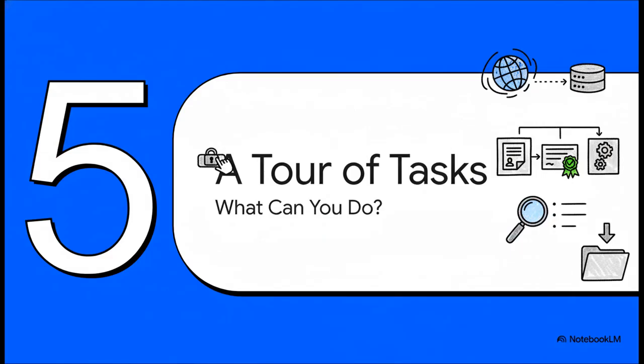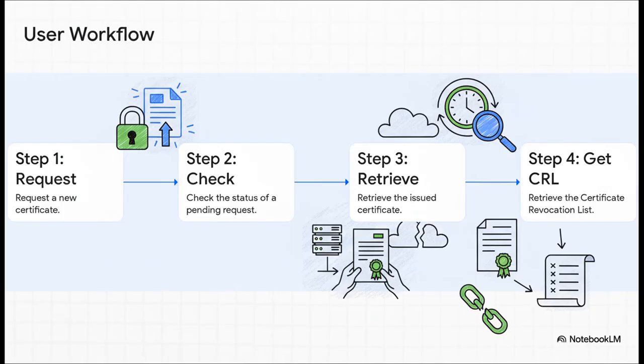All right, so now that we've got a handle on what it is, and maybe more importantly what it isn't, let's take a quick tour of what a user can actually do with this simple web interface. The whole flow is super straightforward. First, you put in your request for a new cert. Now, if your CA is set up to require manual approval, you can just pop back to the site later to see how it's going. Once it's approved and ready, you can grab it and install it. And finally, you can also download the latest certificate revocation list, or CRL, which is just the list of all the certificates that are no longer trusted.